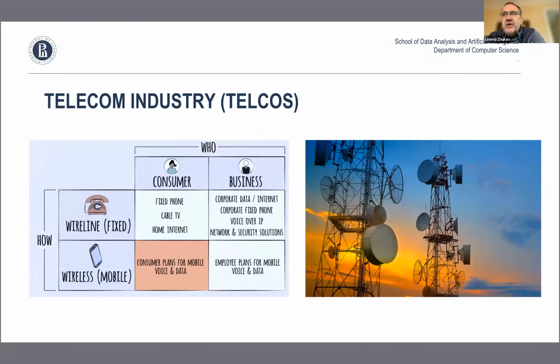And who gets those services? Well, it's consumers and businesses. For consumers, fixed services are phones, cable TV, and home internet. For businesses, it's mostly corporate data, but also voice over IP, network security, et cetera. Quite often in the case of businesses, employees also have voice plans for their phones. But overall, the biggest profit for the telecoms comes from wireless consumer services. This is a major source of profit, and that's what we'll be focusing on.